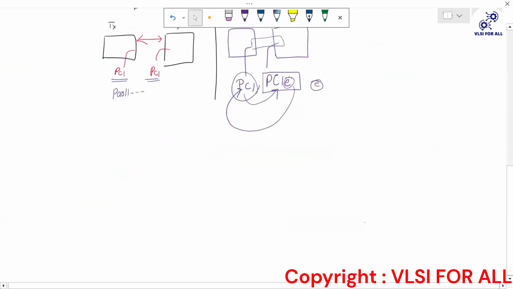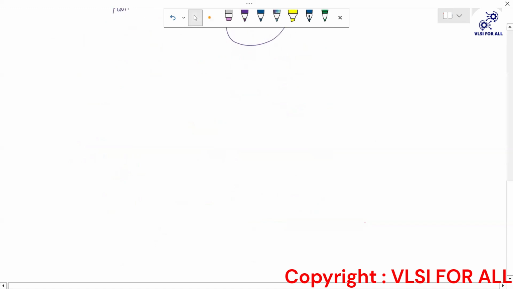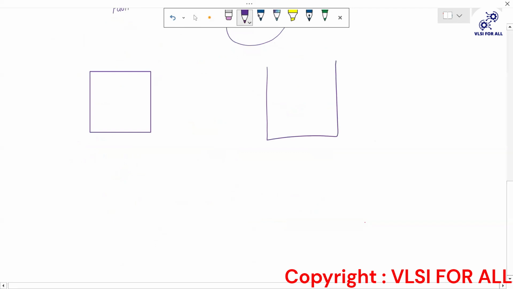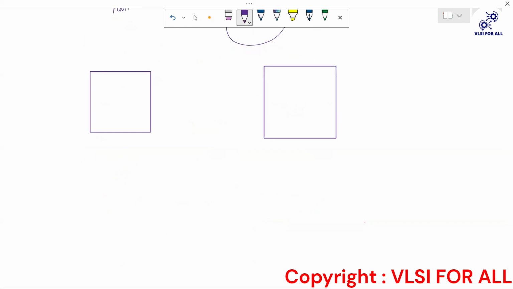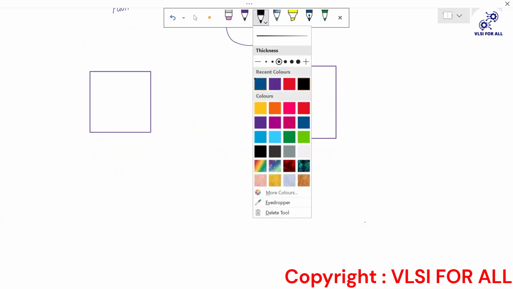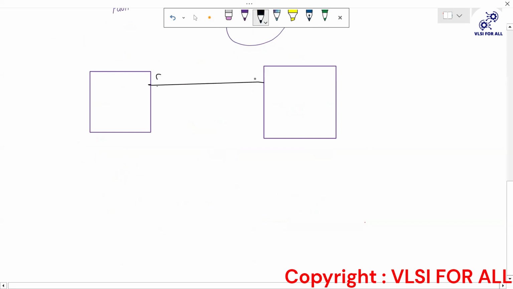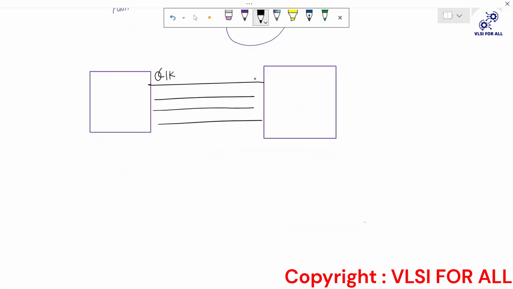Yeah, okay, I'm getting it now. So we have this TX and this RX, fine. What I was saying is, let's say this is a clock signal, and these are other signals, let's say address and data, and some BG error signal, right?